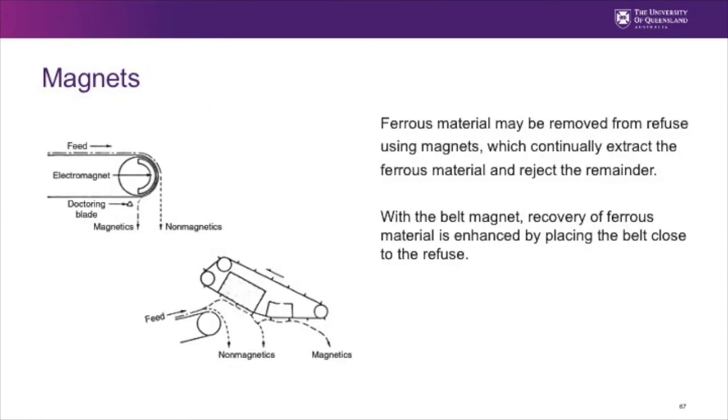Magnets are used to remove ferrous material. With the belt magnet, recovery of ferrous material is enhanced by placing the belt close to the refuse. These are one of the most important components, just because the high value of metals enhances or stimulates the recovery of this.